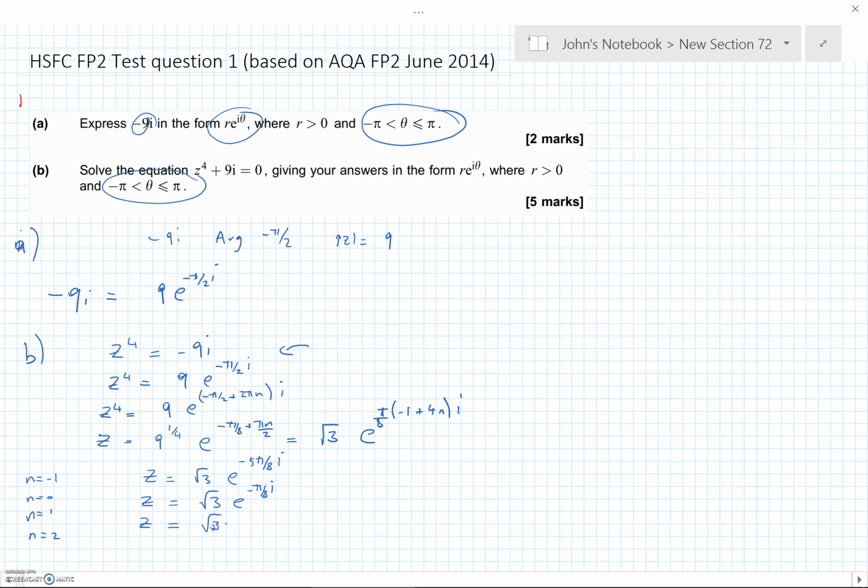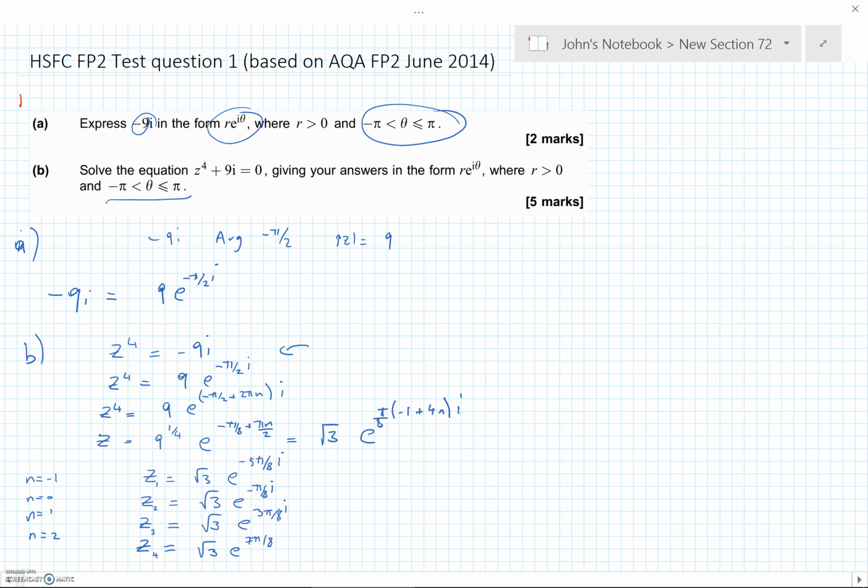z is equal to the square root of 3 e to the 3 pi over 8 i. And the fourth one, we could number these as well, z1, z2, z3 and z4. These are the 4 roots of minus 9i. Square root of 3, e to the, now put in 2 in there, 7 pi over 8 i. And now they do lie within our given range. So these 4 values were chosen so that our argument was between minus pi and pi.